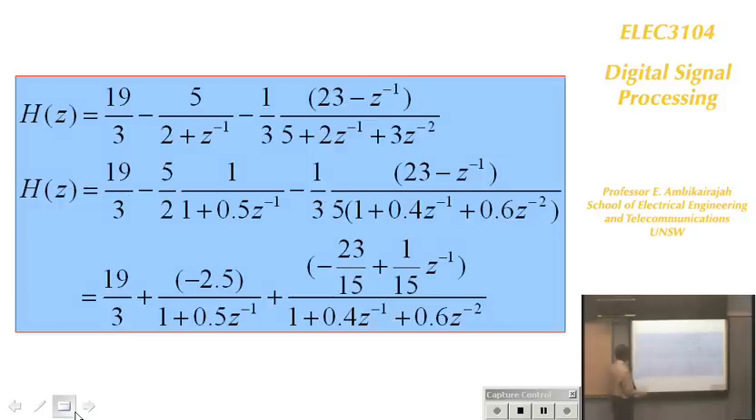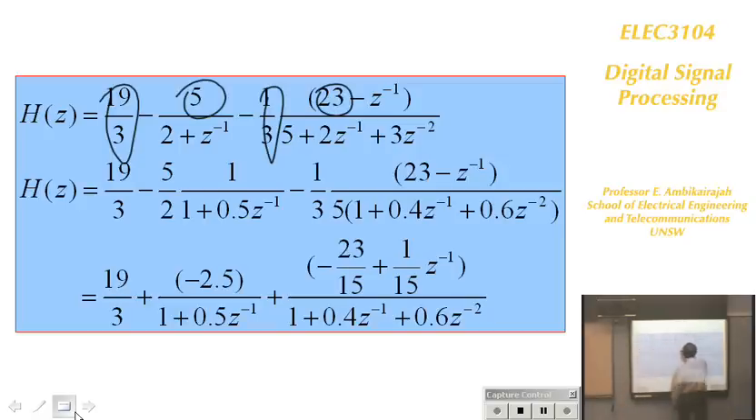I can show by doing the partial fraction, the values are going to be 19 over 3, 5, and 23, 1/3 23. That is my structure. And in a normal structure, you don't leave 5 in the front. You take 5 out, common out, and it should be 1 plus.